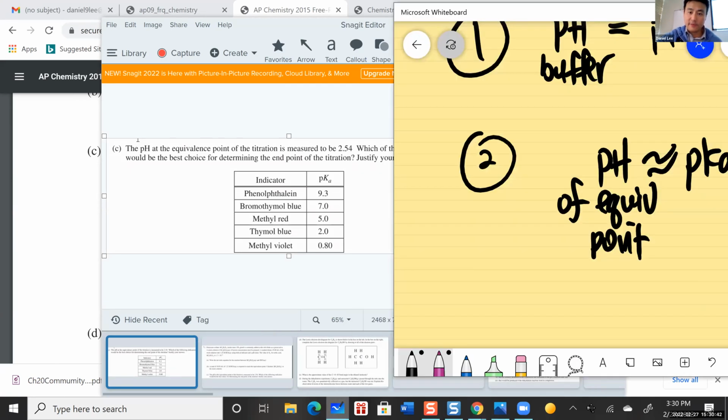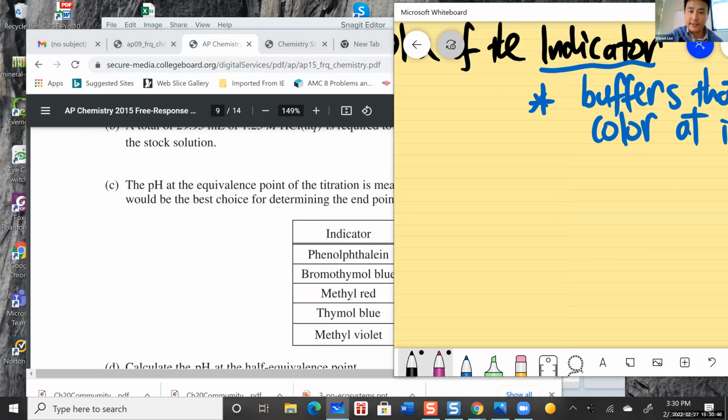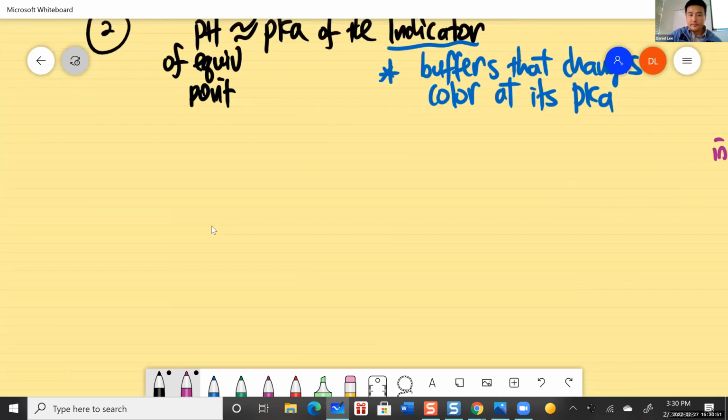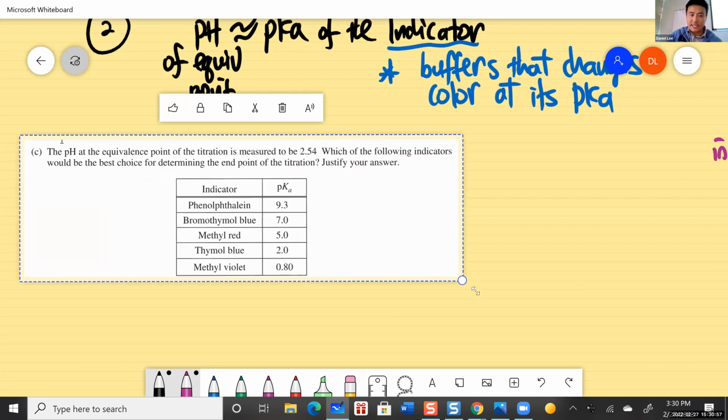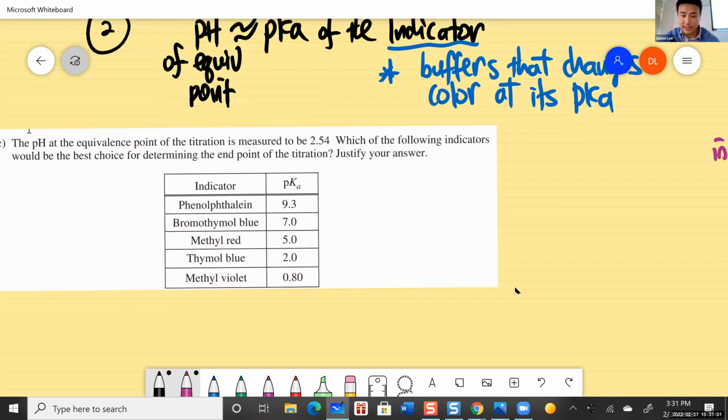That's all. There's very little understanding here. You just have to pick the right indicator. So your equivalence point, once again, is a pH of 2.54. That is when you want to stop the titration. So you need an indicator to help you to stop the titration at 2.54.